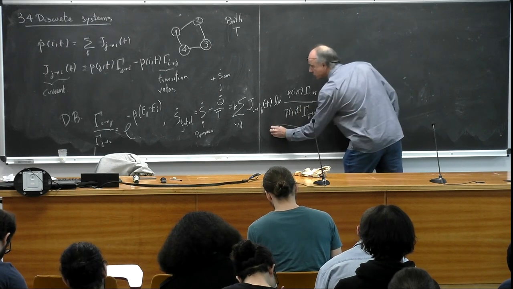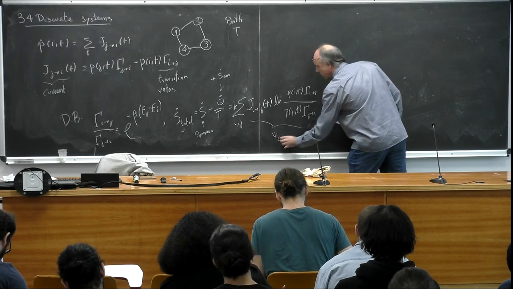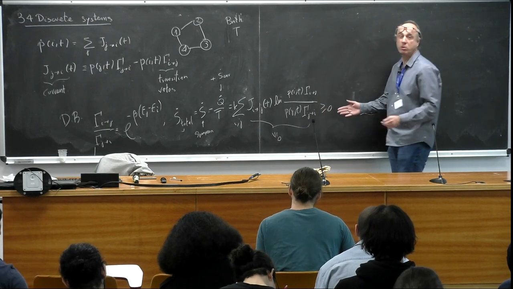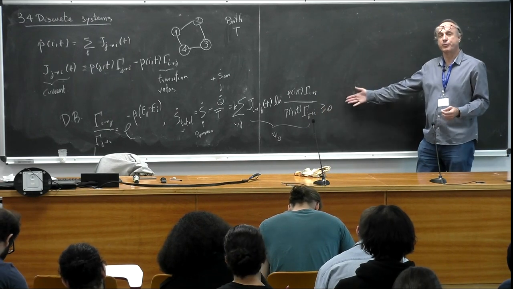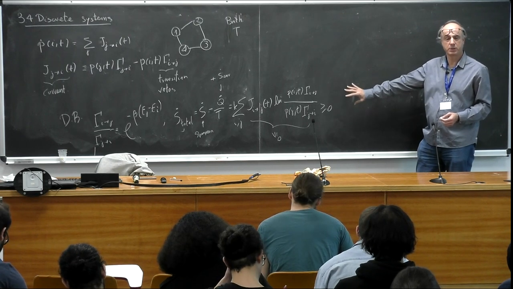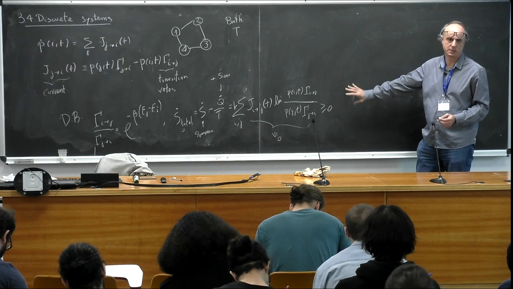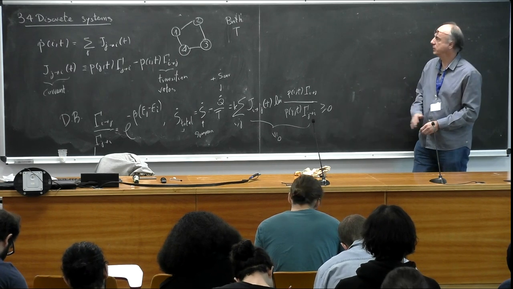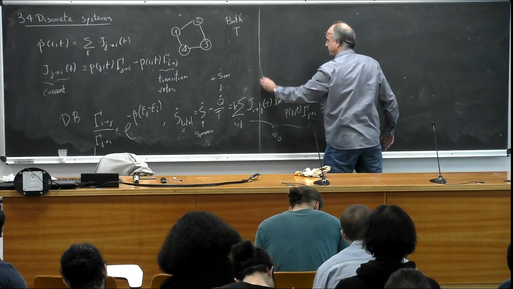And this is, of course, bigger than zero, which is a kind of second law. This is not the proof of the second law. This is just a proof that detailed balance is compatible with the second law, or that detailed balance implies the second law. So this is what we did on Friday, I think.